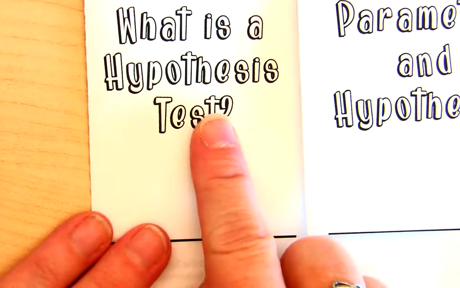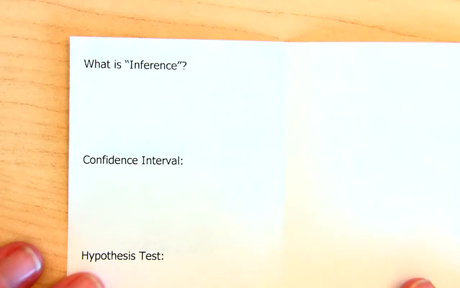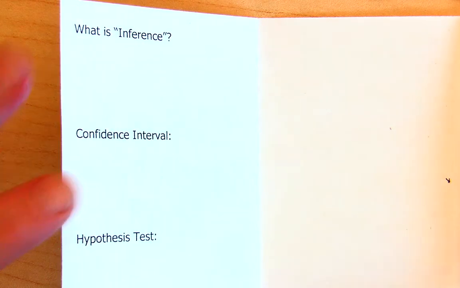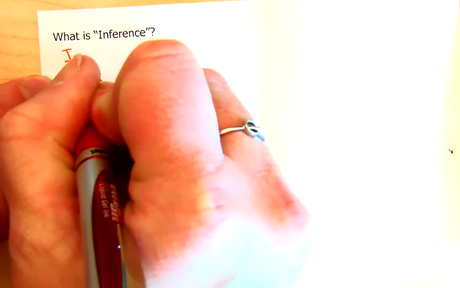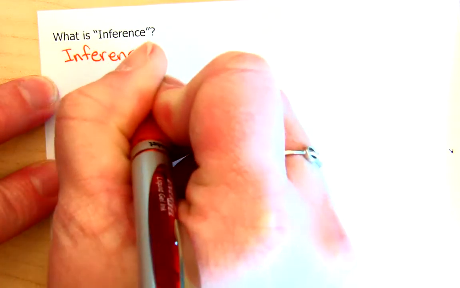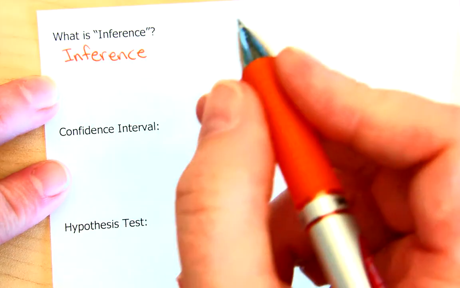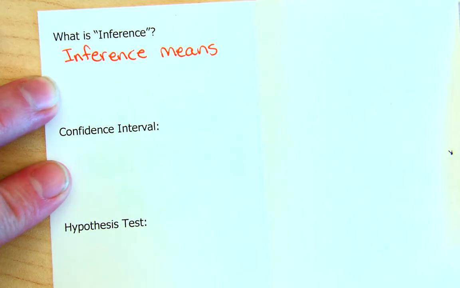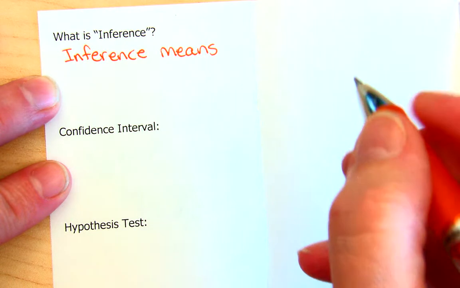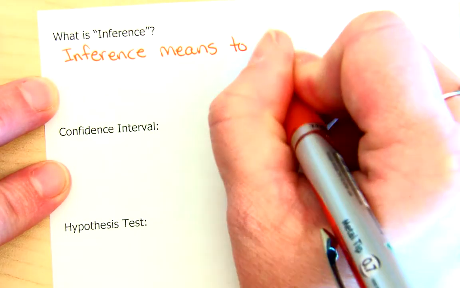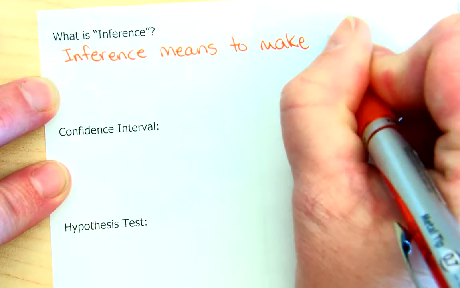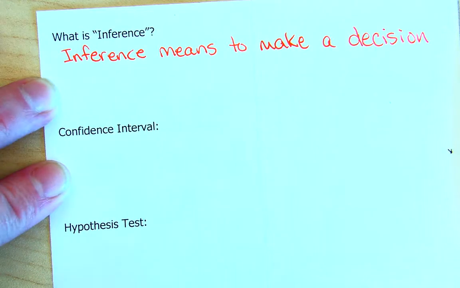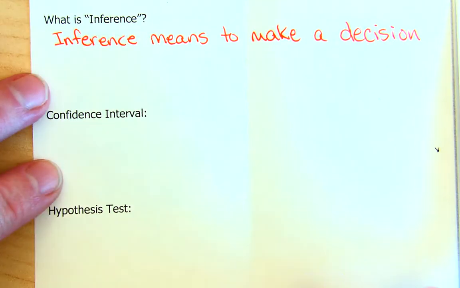So under the what is a hypothesis test? So we're going to do an inference unit, so what in the world is inference? So inference means, thank you for that circular definition. To infer means to guess upon what. Well, it means to make a decision based on data from a sample or an experiment. That's pretty close to this.